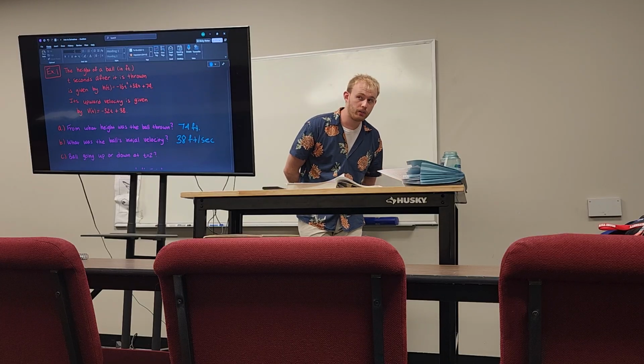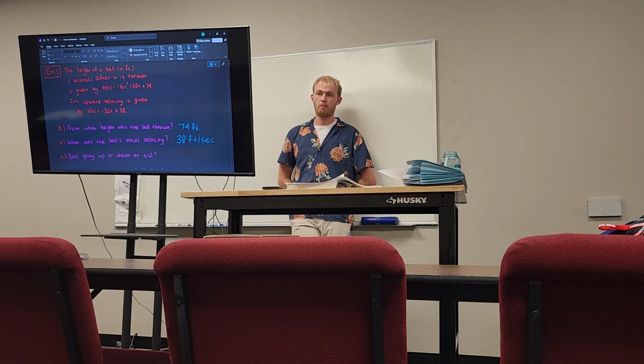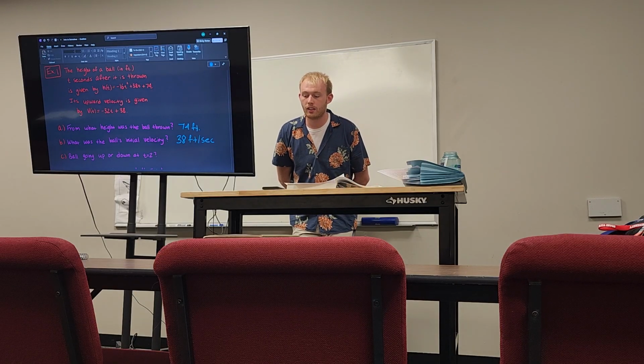Let's talk about how we could find that. So we find position. We want to know if it was going up or if it was going down. We want to know if it's going up or down. We want to know the velocity at a certain point, whether it's positive or negative velocity. So plug 2 into that second formula and see if it's positive or negative. That's right, and it would be negative.